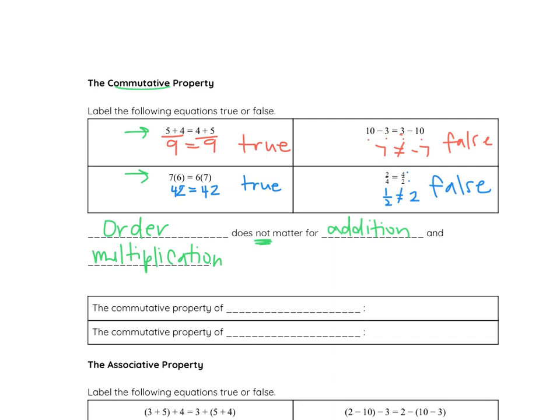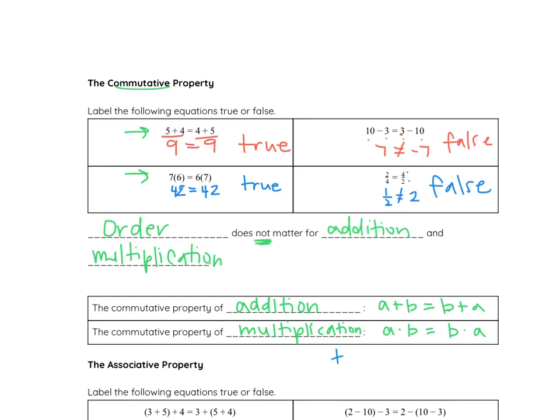So we have two different commutative properties. We have the commutative property of addition. One way to write that would be A plus B, just using some variables here, equals B plus A. No matter what those variables are, this would be true because the order doesn't matter when you're adding. The commutative property of multiplication is very similar, except this time we're saying A times B is the same as B times A.